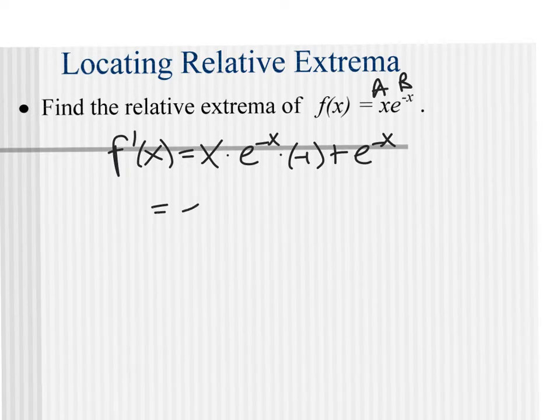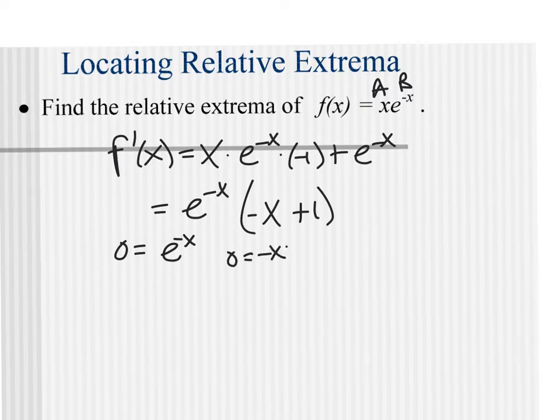You can factor out an e to the negative x here, so it turns into e to the negative x times (negative x plus 1), because of that negative sign there. Remember to set it equal to 0. You can separate now if you want to just get that out of the way. And just as a heads up, e to any power is never 0. So that's a thing. When you solve the other one, you end up with x equals 1 for your critical value. Okay, so our critical number is 1.